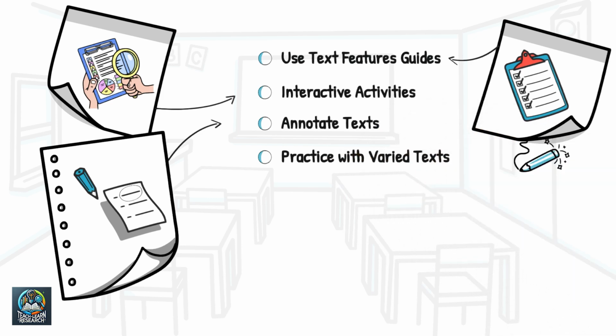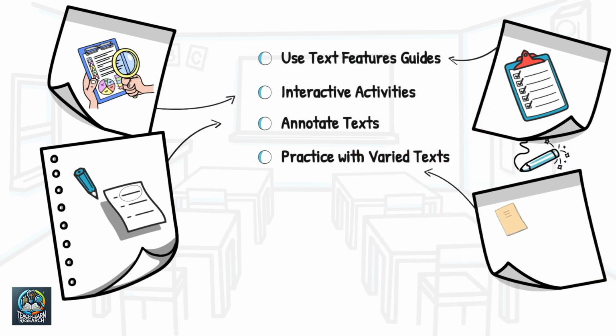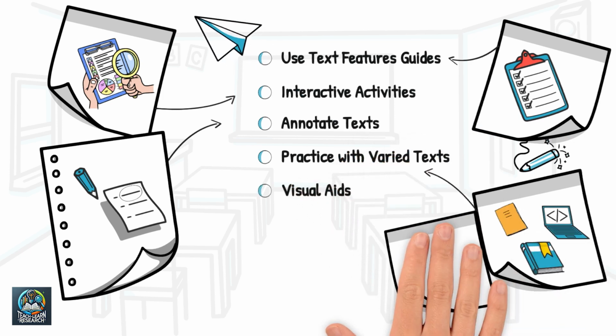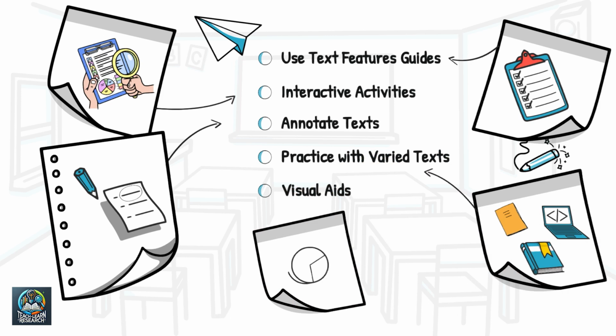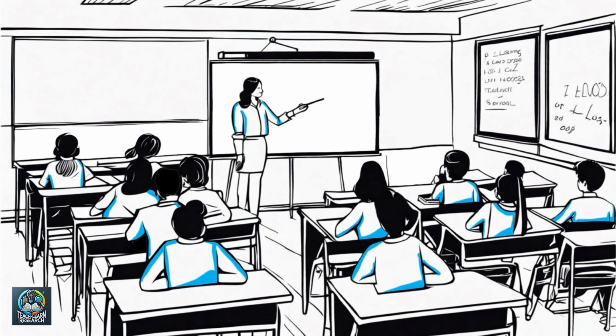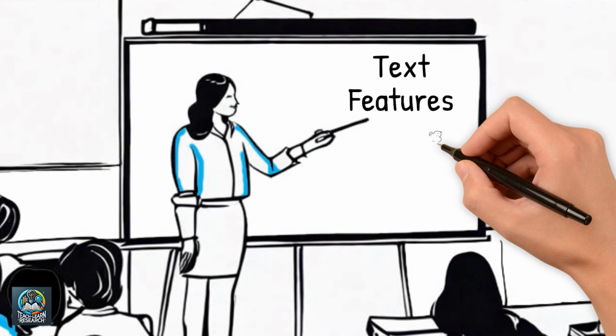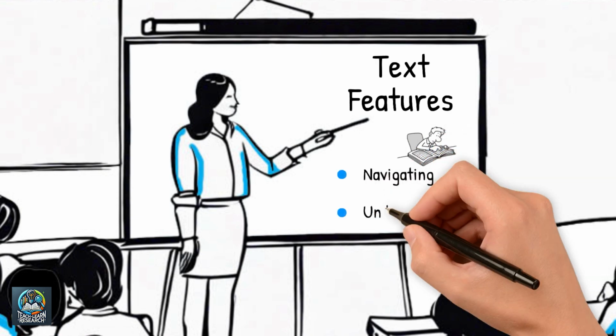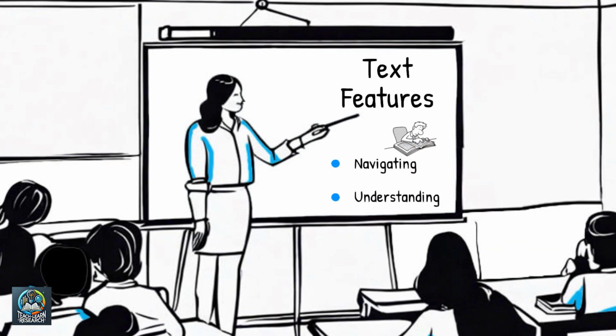Practice with varied texts. Use a variety of texts, such as magazines, websites, and textbooks, to practice identifying and using text features. Visual aids. Create posters or charts that highlight different text features and their purposes to display in the classroom. By regularly practicing the Notice Text Features strategy, students can enhance their reading comprehension and become more proficient at navigating and understanding complex informational texts.